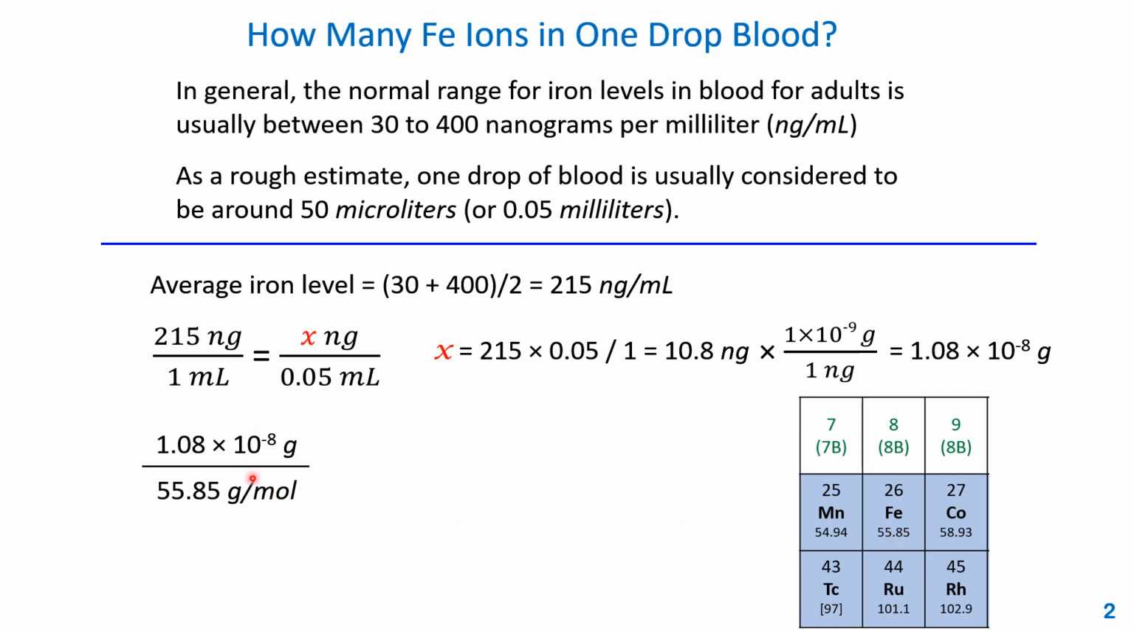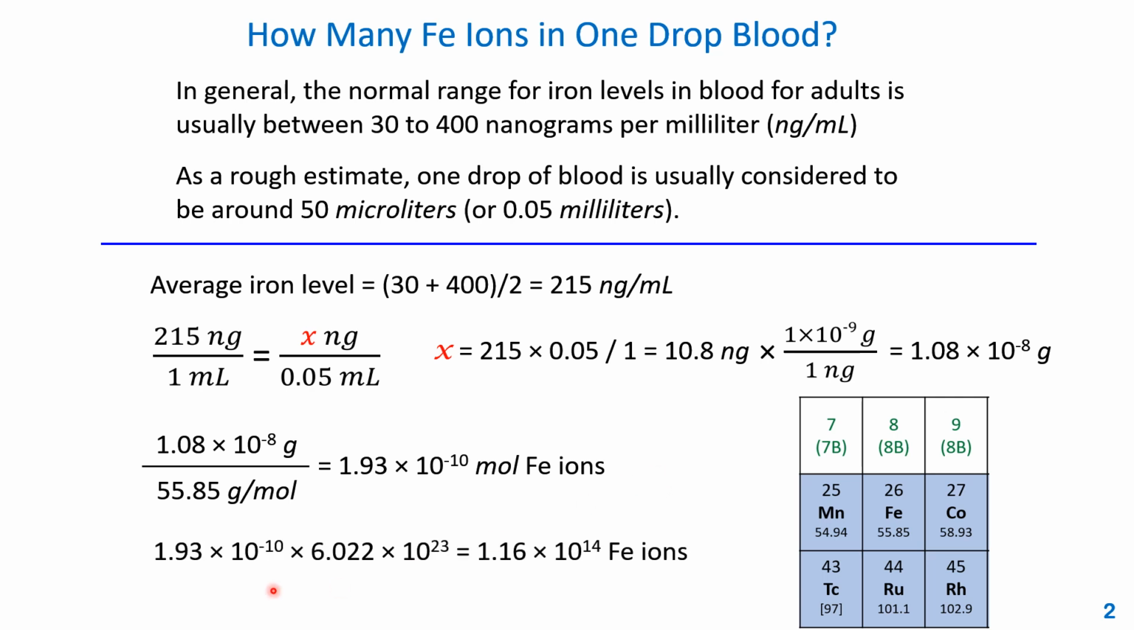So now the mass divided by molar mass gives you moles. So we got 1.93 times 10 to the negative 10 moles of iron. Okay, so this can be converted to the number of particles, the ions. Actually, it's iron 2 cations. It's also called the ferrous ions.